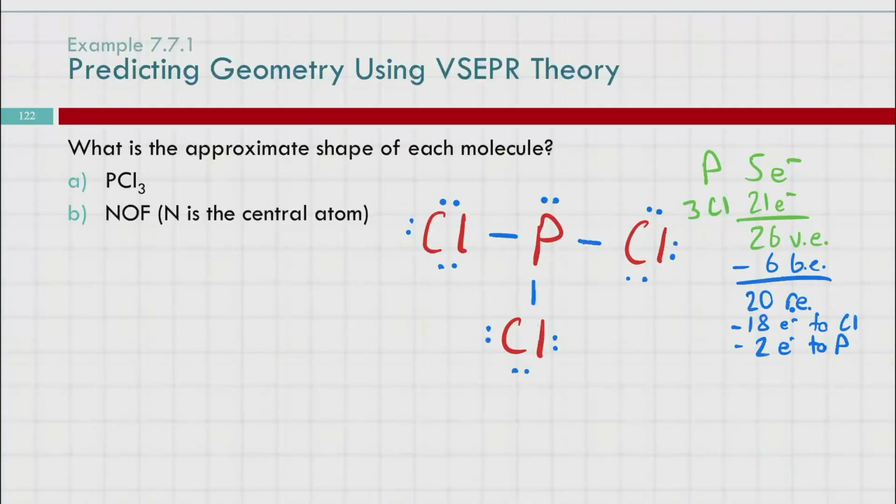Then we would check our octets. Do we have full octets on our chlorines and our phosphorus? Yes, we do. So our chlorines each have 3 lone pairs and 1 bond. Total of 4 groups, 2 electrons each. Total of 8. Our phosphorus has 1 lone pair and 3 bonds, so it also has 8 electrons. So we've got full octets. Perfect.